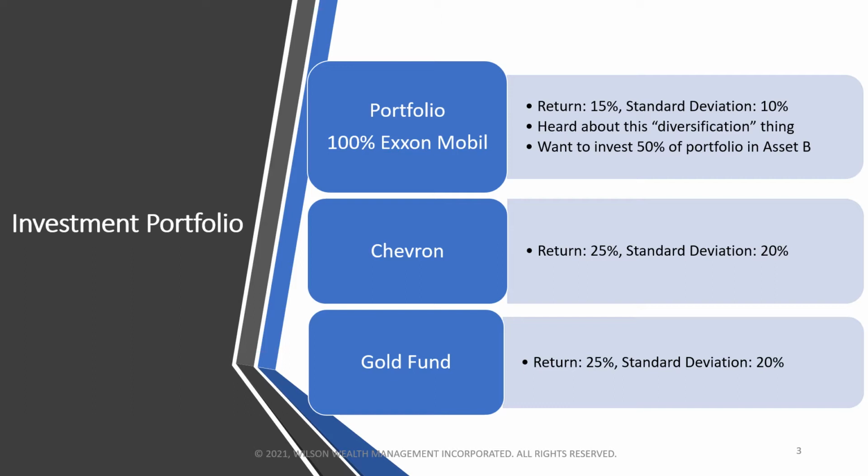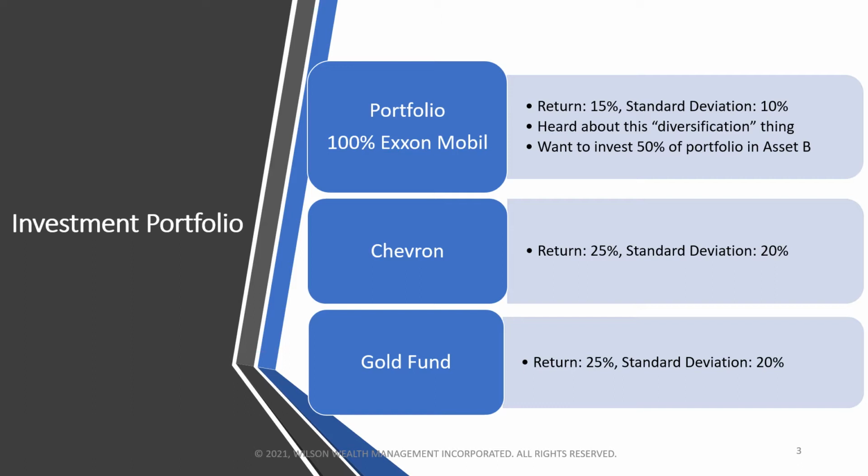Now, the investor has heard about something called diversification and realizes that if they add a second asset with the Exxon, that will create this magical diversification effect. So the investor wants to invest half the portfolio in a separate asset, sell 50% of Exxon, invest it in something else.